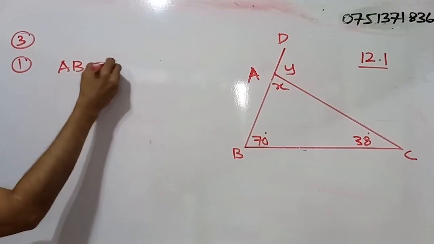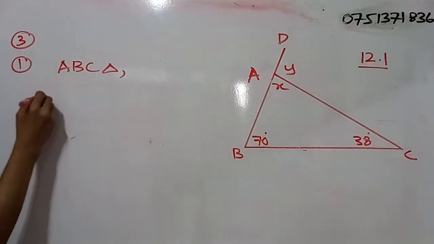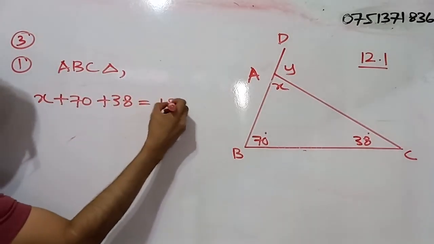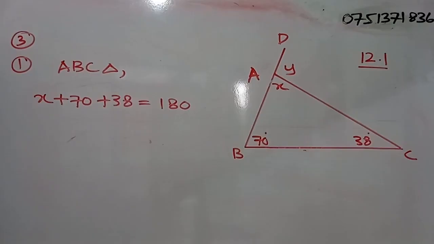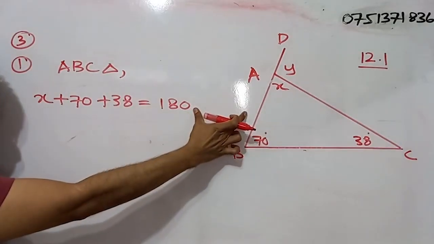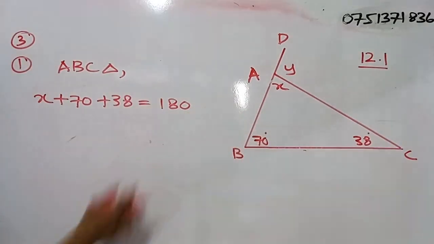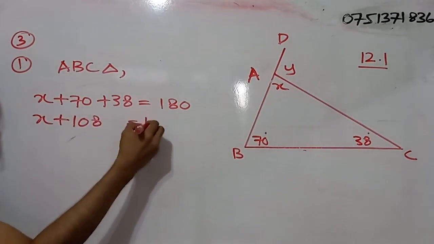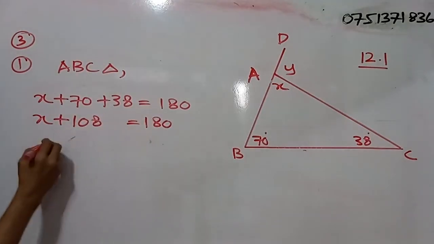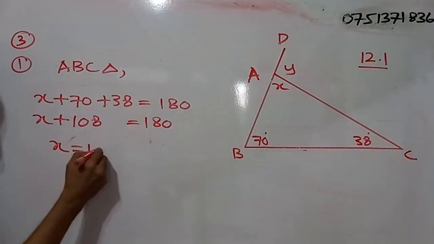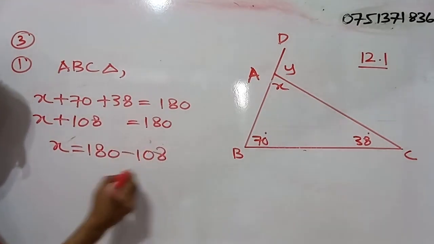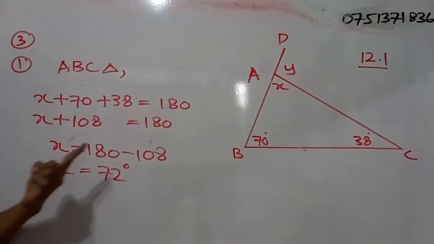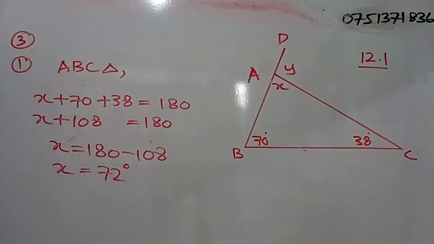For ABC triangle, X plus 70 plus 38, that is equal to what? 180. What is the reason? You always have to write down the reason. Sum of internal angles of a triangle. Right. So here we get what? X plus 108. So that is equal to 180. So X is equal to what? 180 minus 108. That means 72. So X is 72. Right?